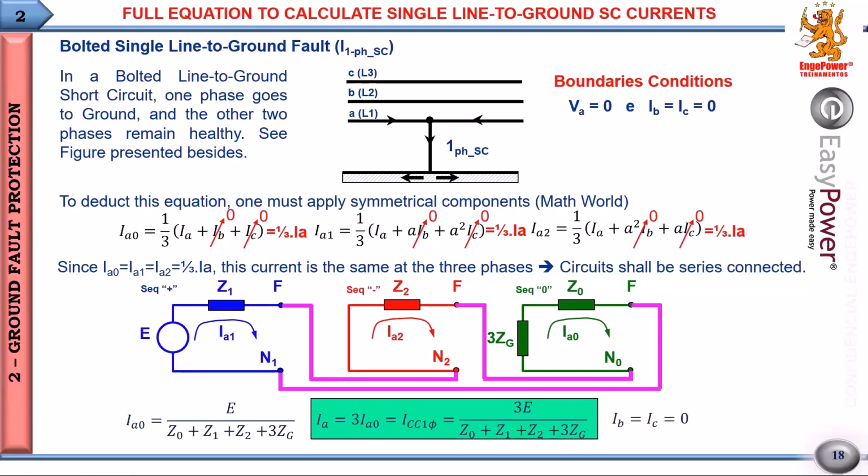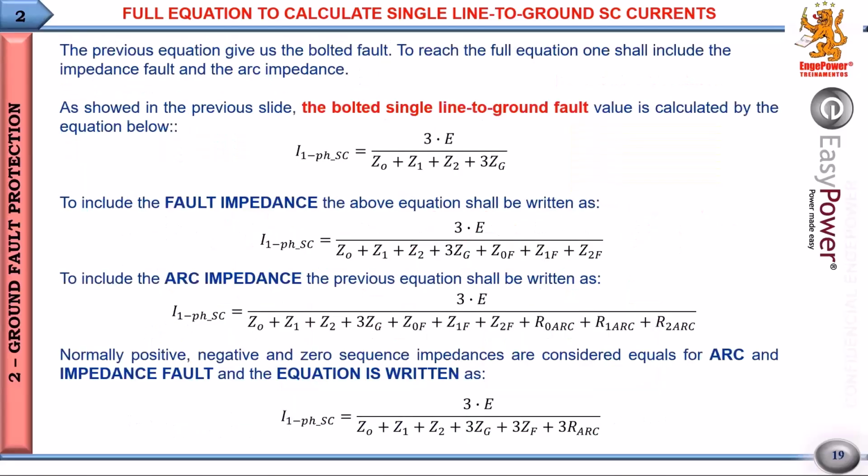For phase B and C, the currents by the boundary conditions are 0. And this type of short circuit is an unbalanced short circuit because for phase B and C, the current is 0. Okay? For the single line to ground bolted fault, the equation is this one.